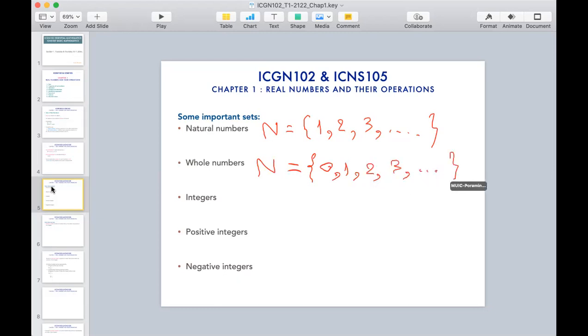Somebody calls it counting numbers. Counting numbers and whole numbers are the same thing. Okay. Integers. Integers are the numbers without any decimal points. So integer I, you have the values from negative infinity.